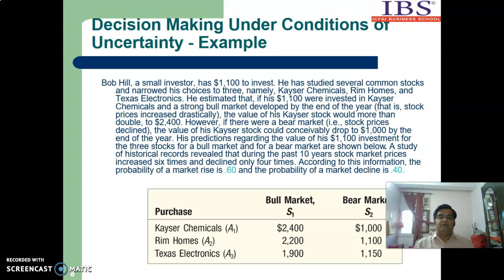So this is a payoff table under the conditions of decision making under uncertainty, where the payoffs are given in terms of dollars. It's a 3 by 2 matrix, or payoff table matrix, where these are the values. So what is A1 S1? Whenever we say A1 S1, it is the first cell, that is $2,400.